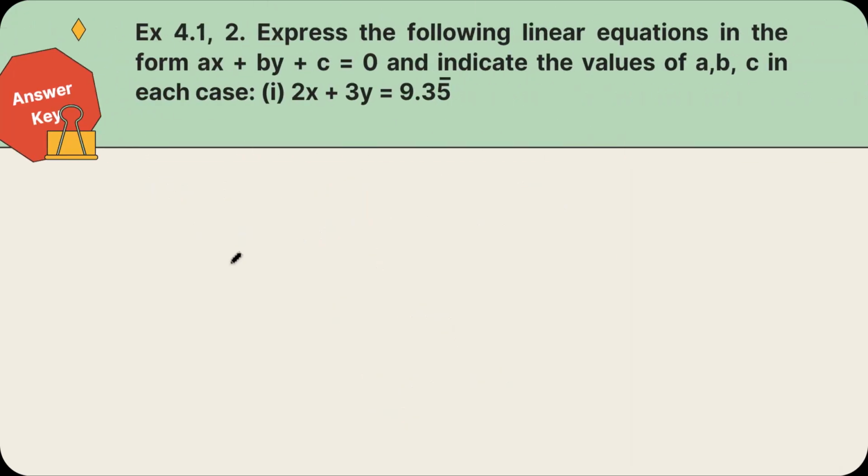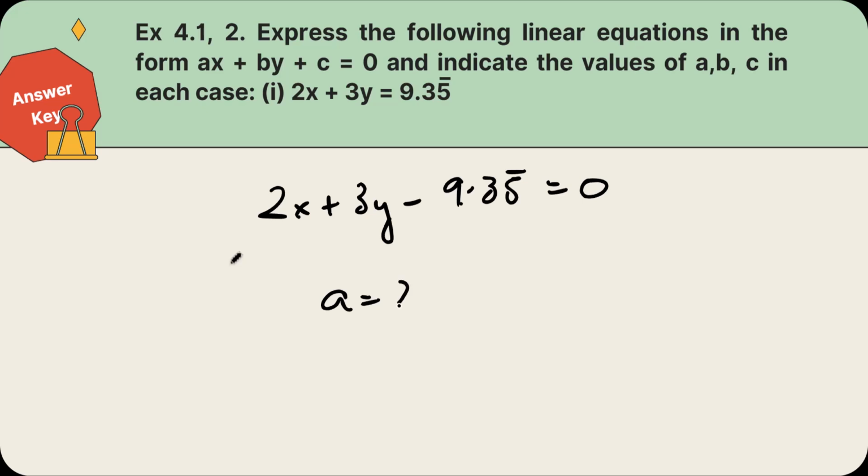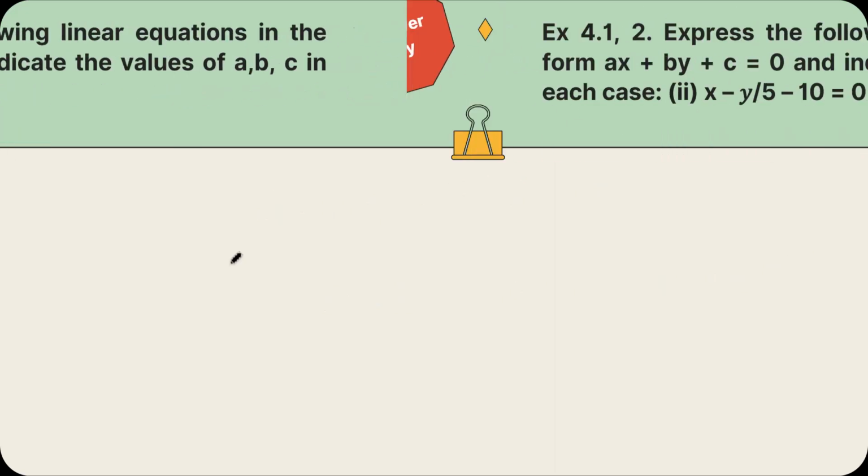Next question we have here is, express the following linear equation in the form ax plus by plus c is equal to 0. That is the standard form. So how do we write it in the standard form? Very simple. We have 2x plus 3y minus 9.35 bar, equal to 0. So what is your a here? Your a is 2, b is 3, c is minus 9.35 bar. So that is the standard form, and that is the value of a, b, and c.